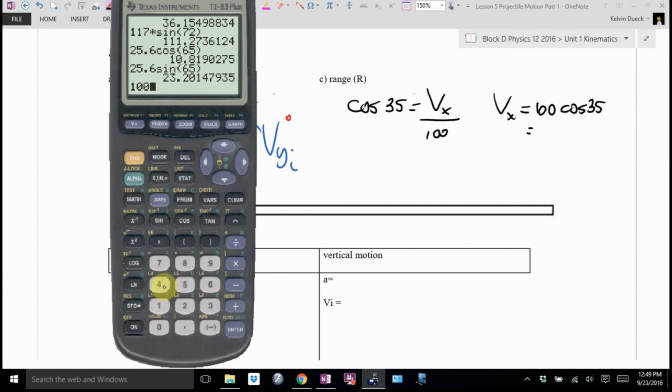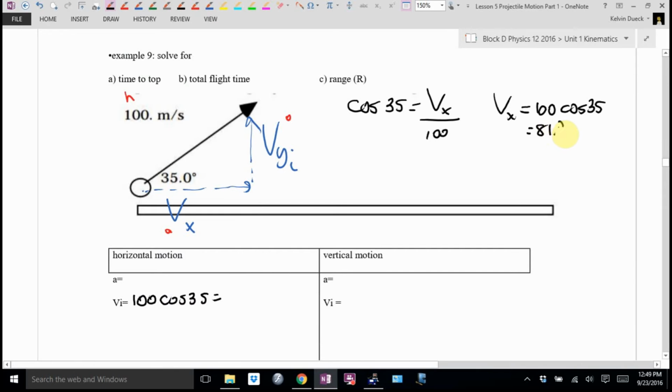100 cos 35, I get 81.9152. I'll carry extra sig figs because I'm going to use this. The 2 is a nice place to stop because there's a 0 right after it. So Vx is 81.9152. I can also find Vy, which I'm pretty sure is sine.